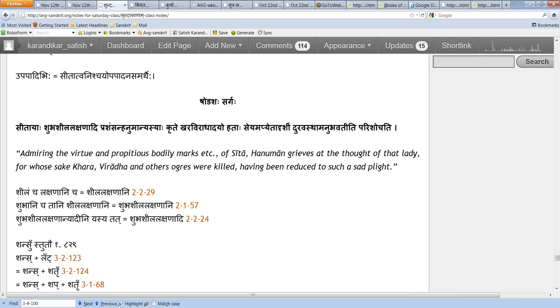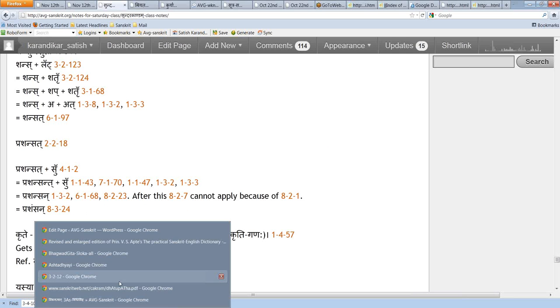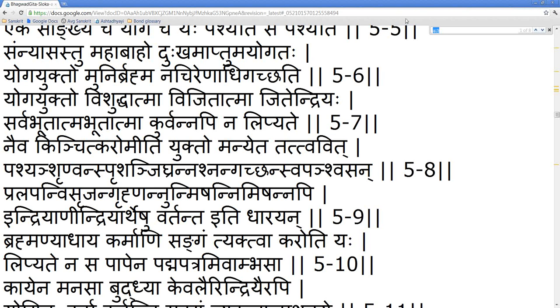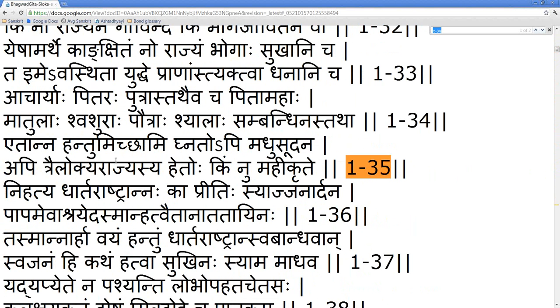And it comes in the Gita. Heto kinnu mahi krite. Etan hantum ichchami ghnatopi Madhusudana, api trailokya rajyasya heto kinnu mahikrite. So I don't want to kill these, even for the dominion of all the three worlds, what to mention just for the sake of the earth. Mahikrite, Mahyaha Krite, Mahikrite. So this is, let's see, it should be here.